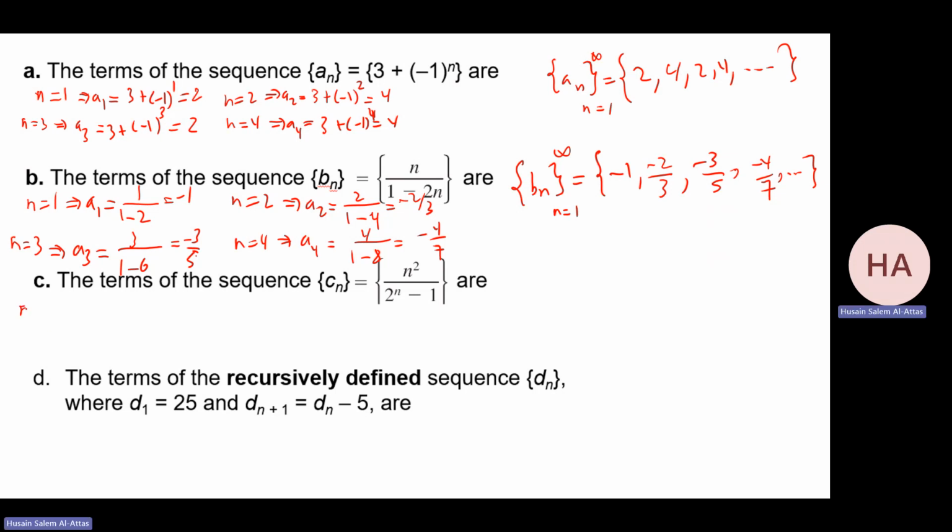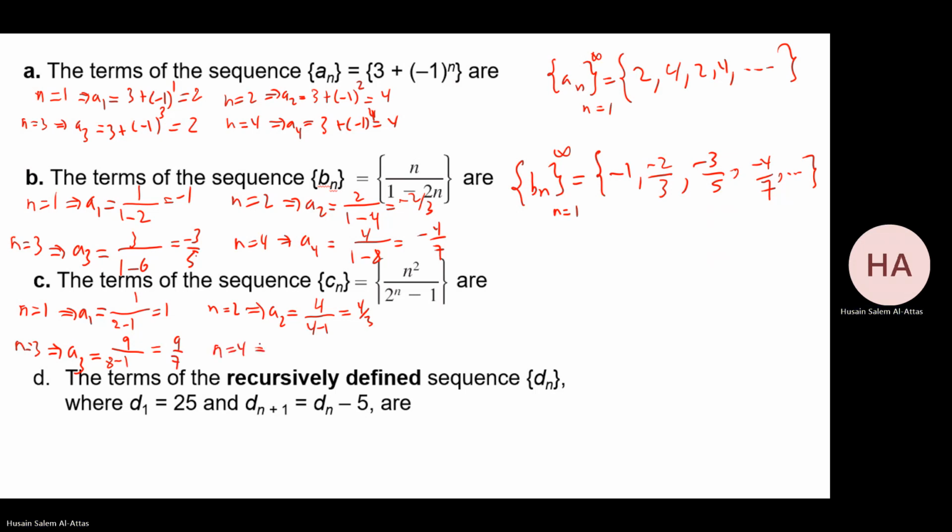This one, n equals 1. What will be a1? a1 will be 1 over 2 minus 1, which is 1. N equals 2, what will be a2? a2 will be 4 over 4 minus 1. That will be 4 over 3. N equals 3, it will be a3. It will be 9 over 2 to the power 3, 8, minus 1. That will be 9 over 7.